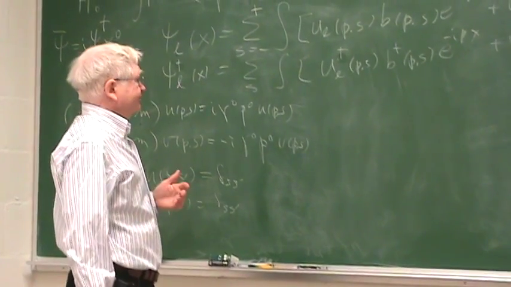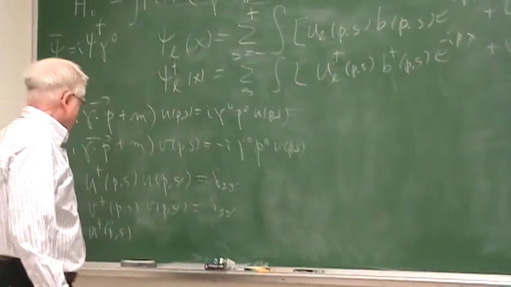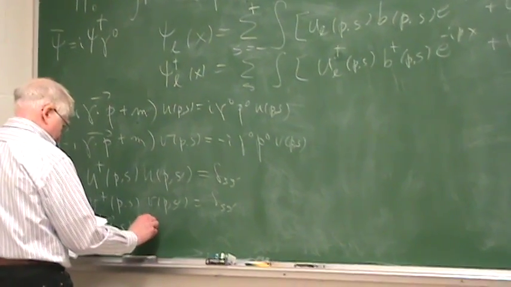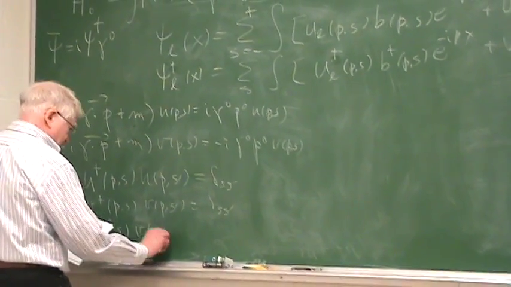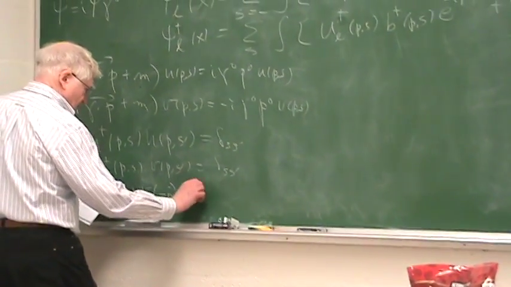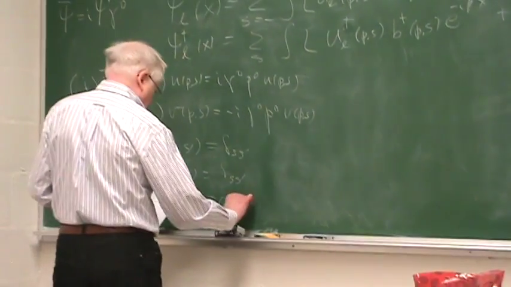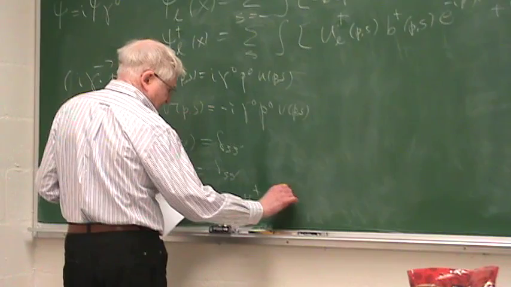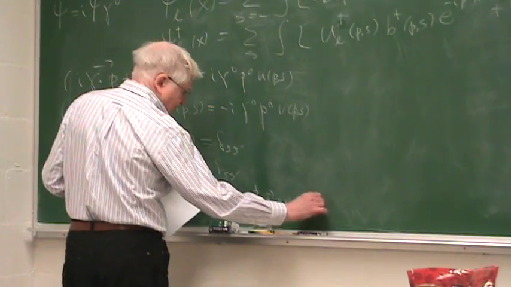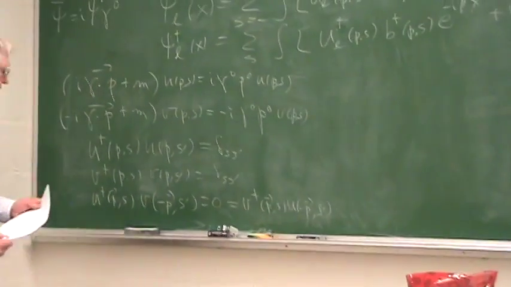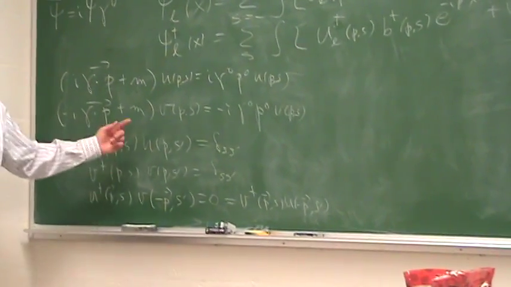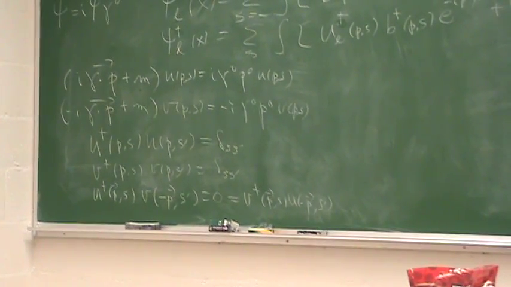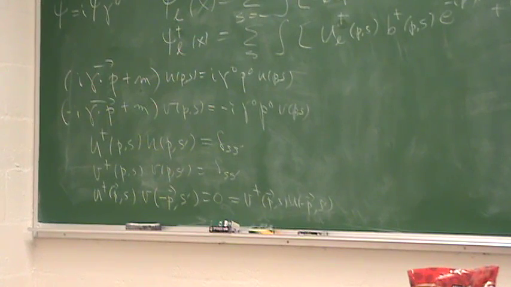It's occasionally, though, useful. And here, we want to say v of minus p vector, s prime, times u of p vector, s, is 0. And the adjoint equation, of course, v of p vector s, u of minus p vector s prime, is also 0. So there are these four relations. These relations I did not derive in class, I don't think. I put the derivation in the Dirac spinor notes.